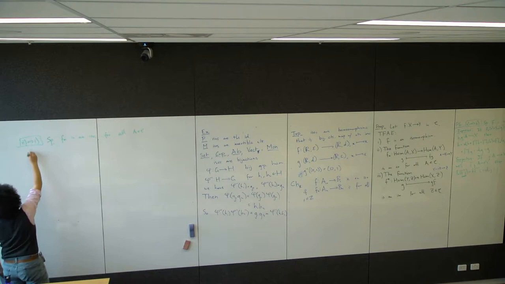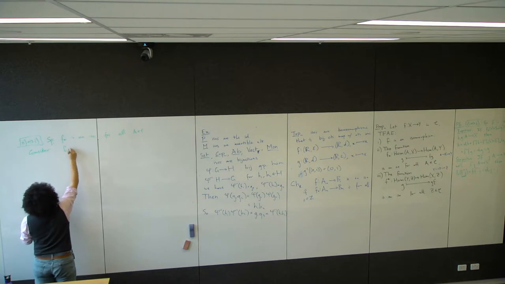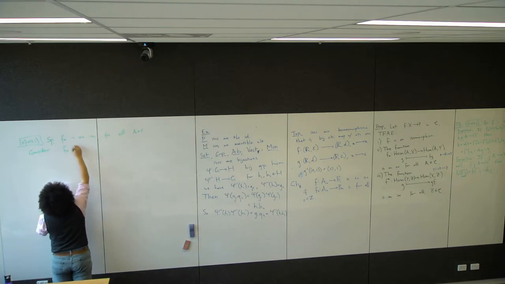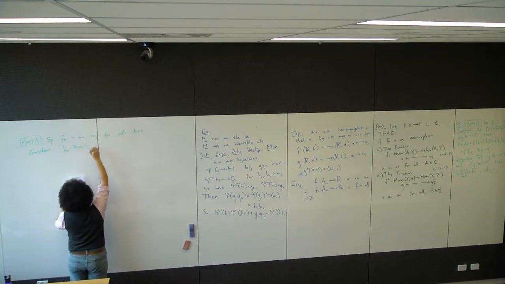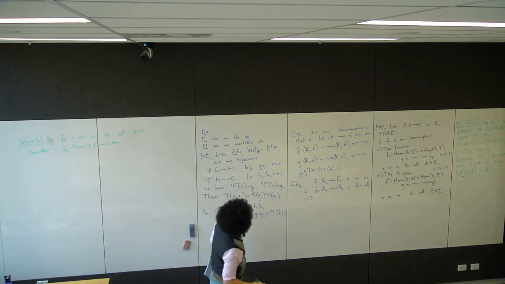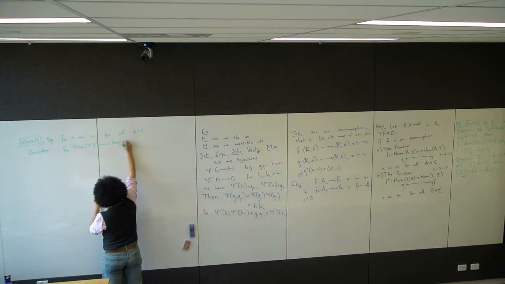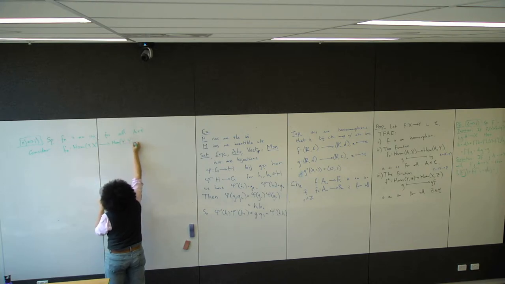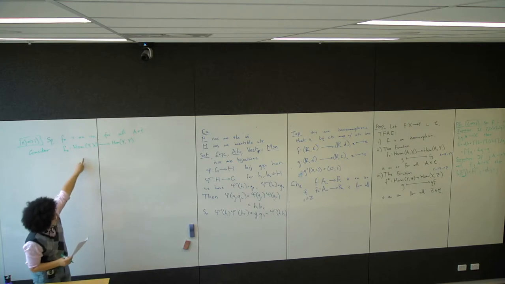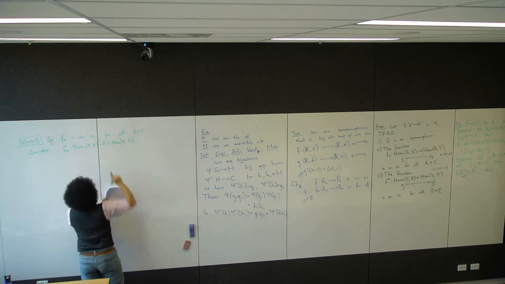So in particular, we can consider F lower star from Hom(Y, X) to Hom(Y, Y). So here I've chosen Y for A. And as we've said, this is an isomorphism.